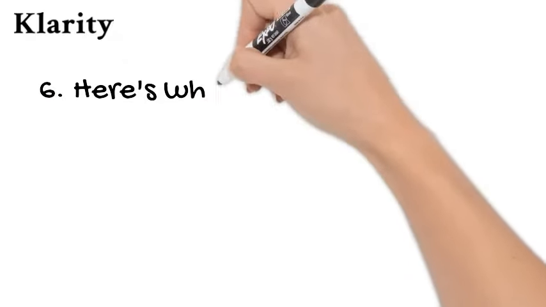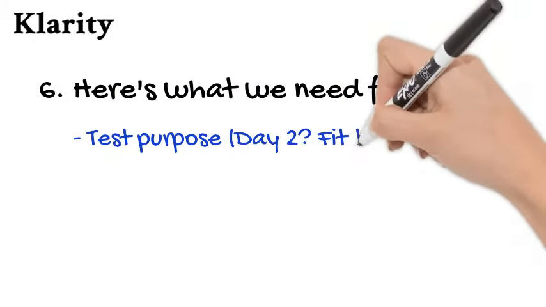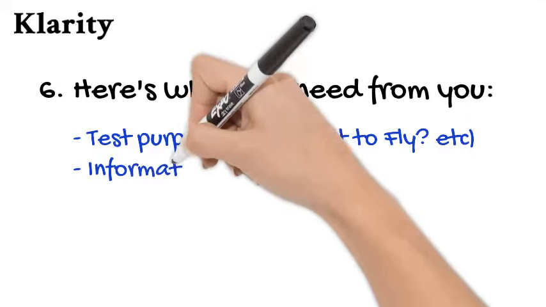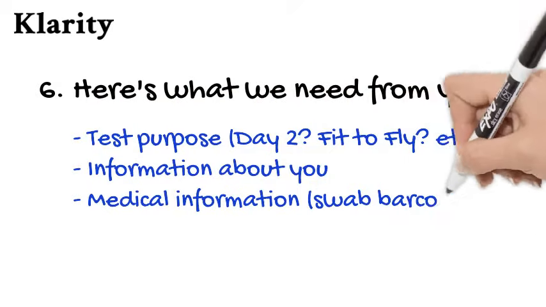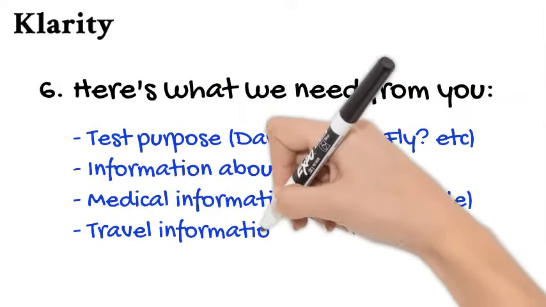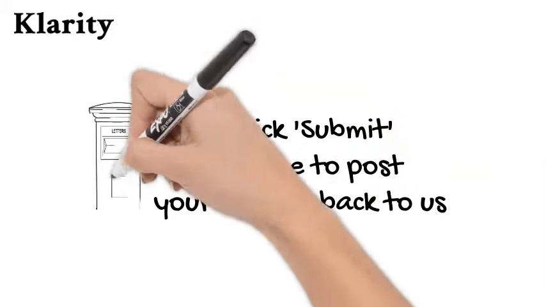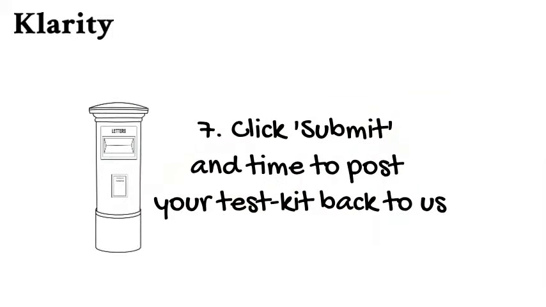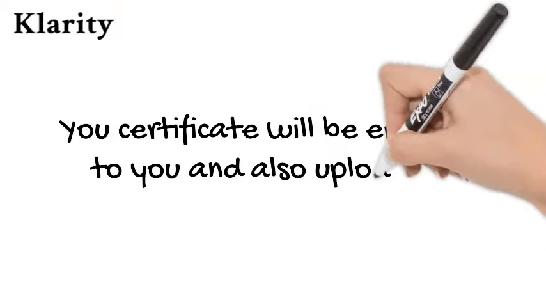Here, we're going to ask you what your test purpose is, such as is it for day 2 or fit to fly? We need information about you. Also medical information, such as a swab barcode, and some general travel information. The next step is for you to click submit, and it's time for you to post your test kit back to us. Your certificate will be emailed to you and also uploaded to your Clarity app.